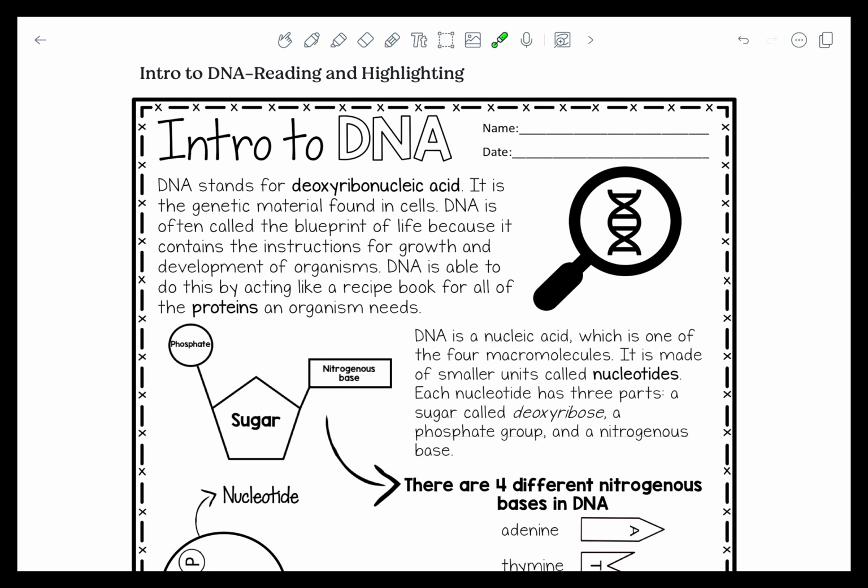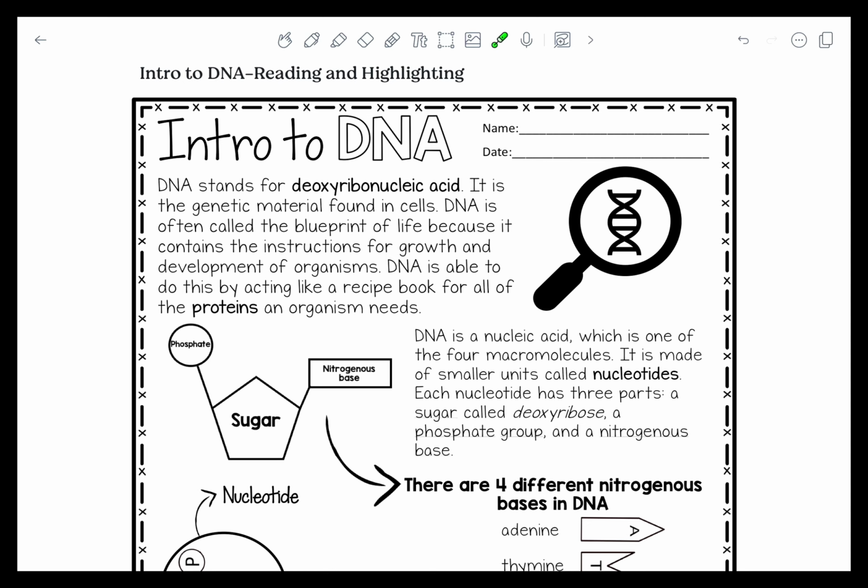I'll have a little green pointer here. It says DNA stands for deoxyribonucleic acid. It is the genetic material found in cells. DNA is often called the blueprint of life because it contains the instructions for growth and development of organisms. DNA is able to do this by acting like a recipe book for all of the proteins an organism needs.